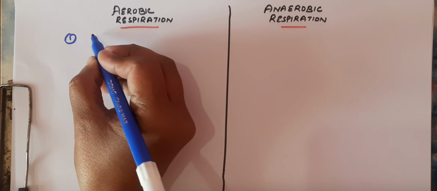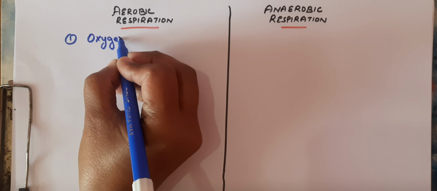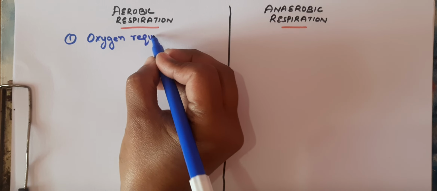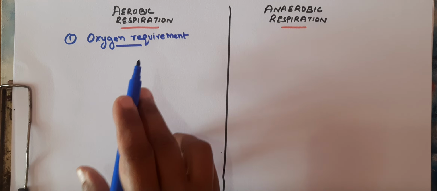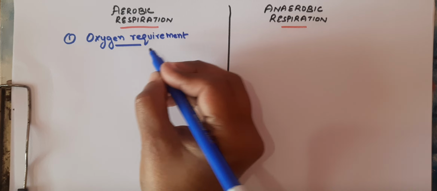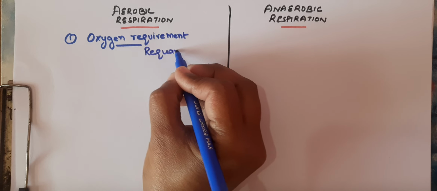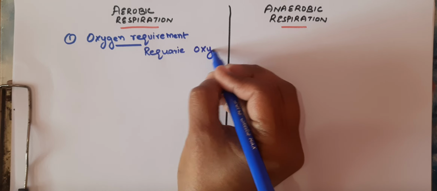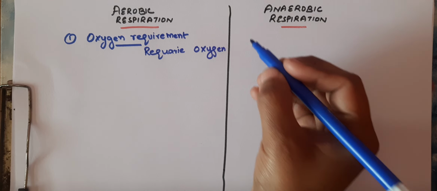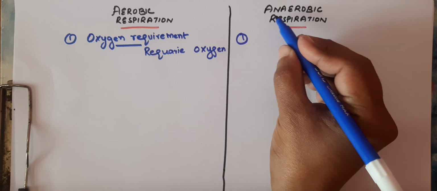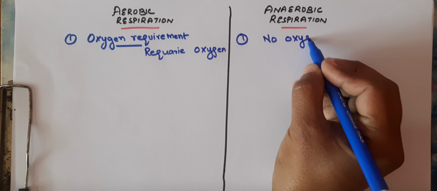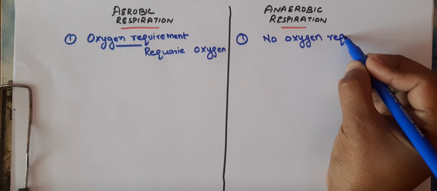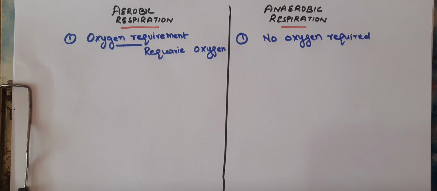So the first and foremost difference between the two processes is in terms of oxygen requirement. This is the most important difference between these two processes. The name itself indicates that aerobic respiration requires oxygen. And the name anaerobic means no air, so no oxygen is required for anaerobic respiration. So this is the first difference, students, between the two processes.